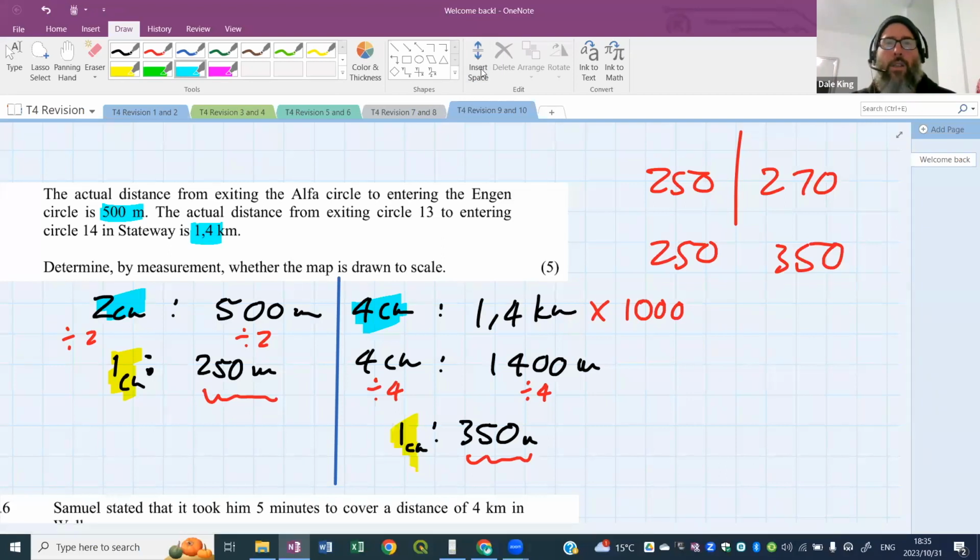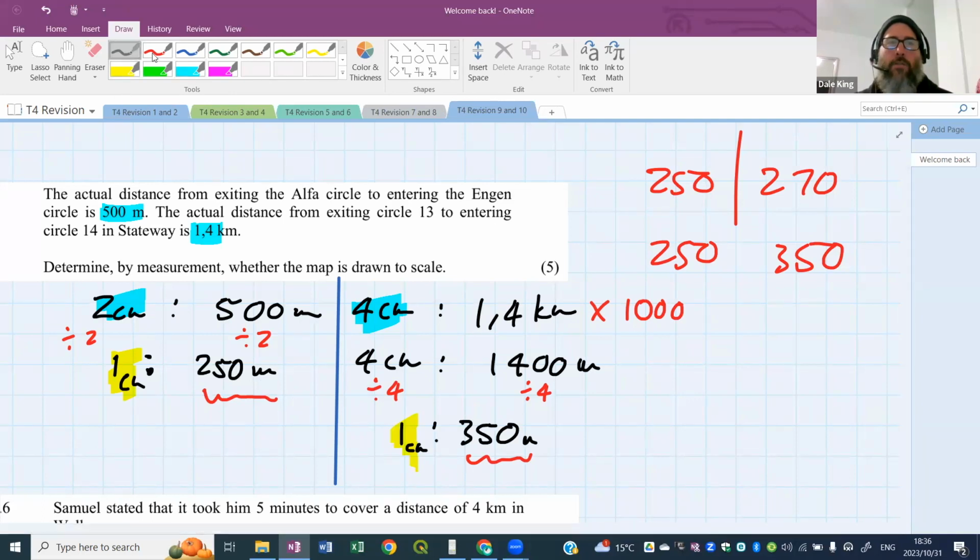Okay. Now, the point of this question is to compare apples with apples. So we created two ratios using those two distances and the information they gave us, and brought these two ratios down to 1 is to something. Both must be the same. 1 is to something. And we can see here, no. That should be the same for both of them. All right, it should be the same.